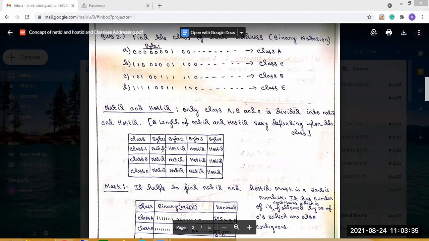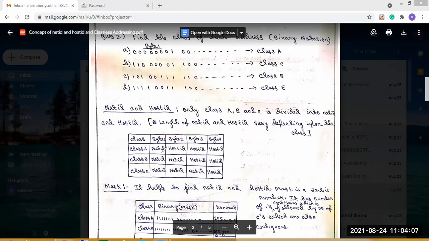Mask is a 32-bit number. Mainly, mask has a number of ones contiguous, which is followed by a number of zeros, which are also contiguous. Mask is a 32-bit number because the IPv4 address is 32-bit, so mask is also a 32-bit number.